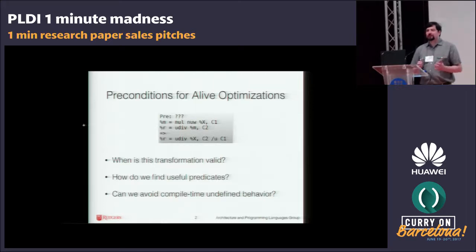You need to specify when it's valid, but you don't want it to be too strong, and you don't want it to be too complicated. And so our tool can help with that. It infers a precondition automatically for a peephole optimization that's specified in the Alive language. It will find the predicates that it needs in order to write your precondition, and it will make sure that your precondition doesn't try to divide by 0 and crash the compiler.